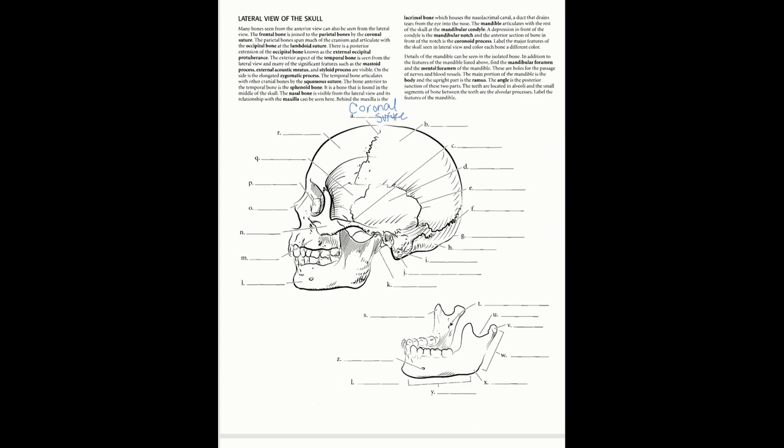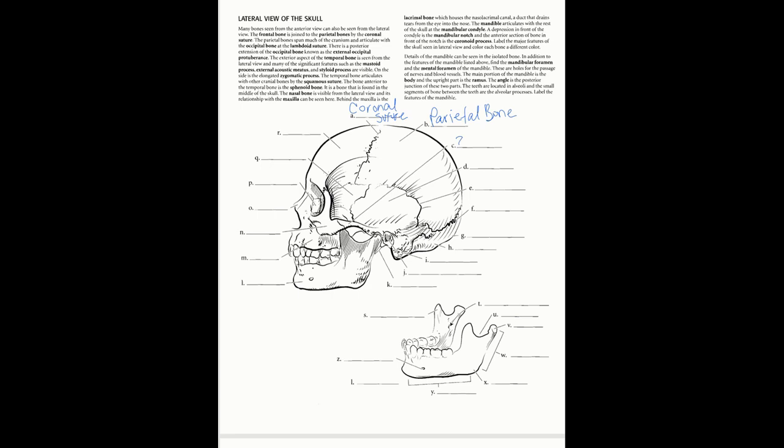And the coronal suture is going to connect our frontal bone to our left and right parietal bones. It's called the coronal because it is essentially a coronal cut. So remember, the term coronal means separates front and back. B is our parietal bone. We have two of them, a left and a right. This protects the parietal lobe of the brain.